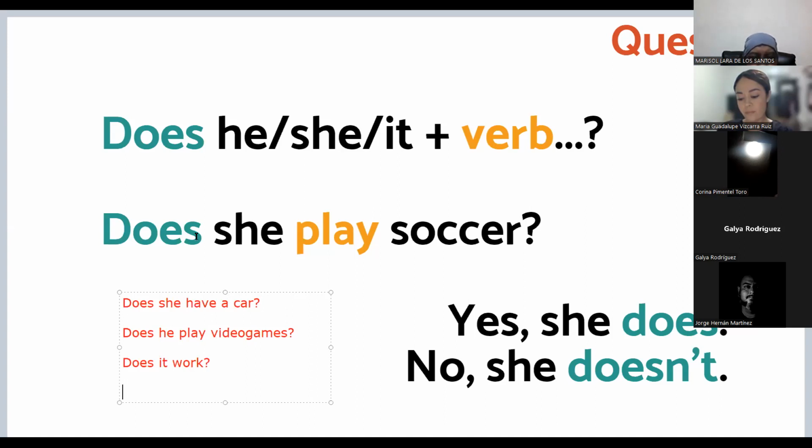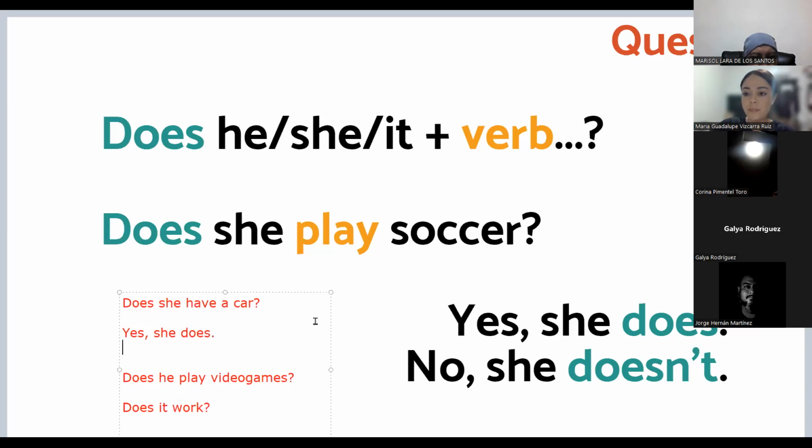not with my main verb. So I'm not going to say, does she have a car? Yes, she has. What do I say? Does she have a car? Yes, she does. And what if she has no car? What if the answer is no? No, she doesn't. Exactly. That's it. That's all I have to do.